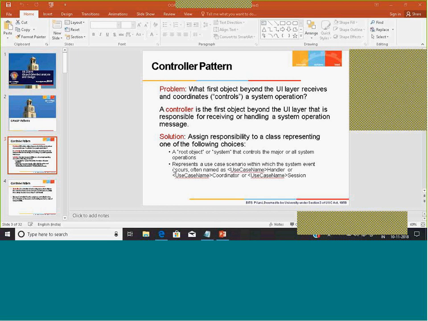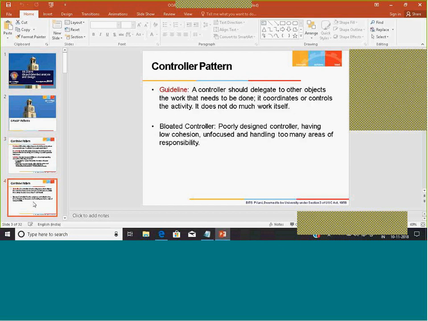processing them. So what do we mean by a controller processing the events coming to the controller object? What is the responsibility of the controller? A controller is responsible for delegating to the other objects the work that needs to be done. The main task that a controller is supposed to do is coordinate or control the activity. And this is what we say is the task of the controller. The controller has to delegate the task to the other objects. It does not do much work itself.